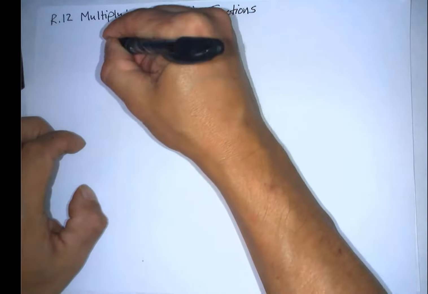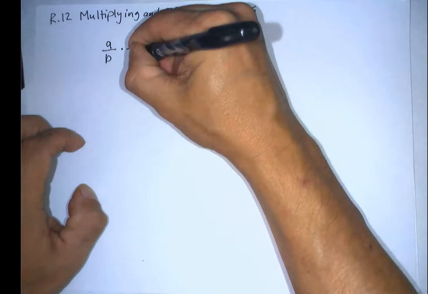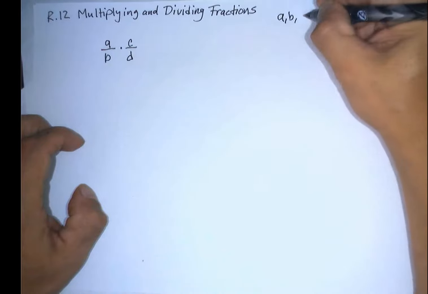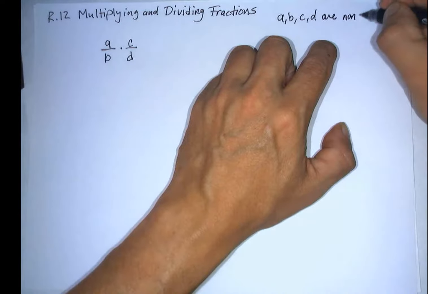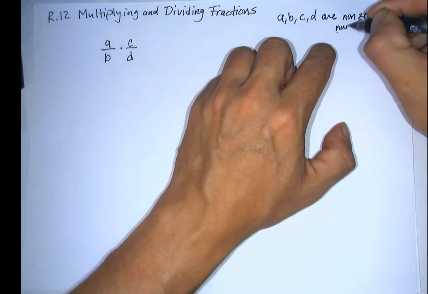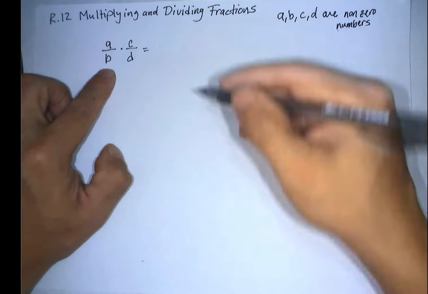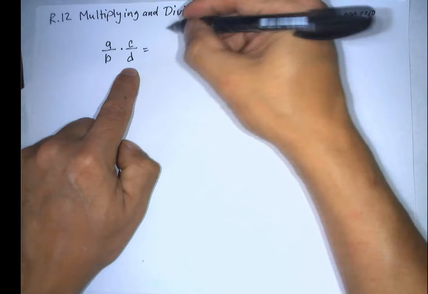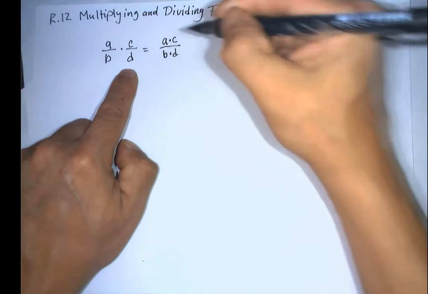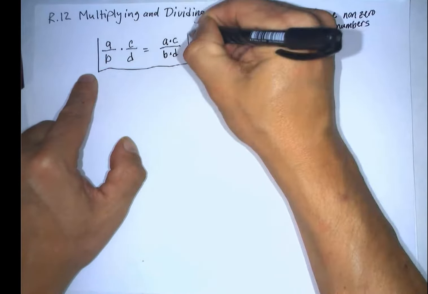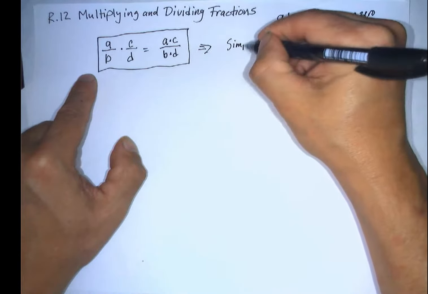So if we have two fractions, and I'm going to say that A, B, C, and D are non-zero numbers, we're just going to make this a formula. If we're multiplying this fraction times this fraction, we multiply the numerators, A times C, and we multiply the denominators, B times D. That's it. That's our formula. And then the next step would be to simplify the answer. Very simple.